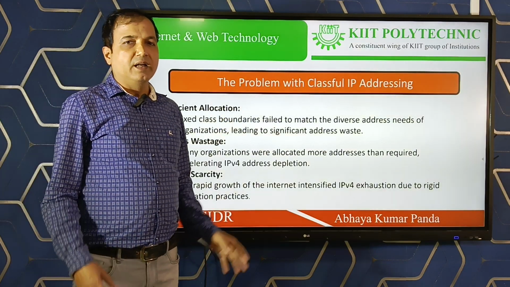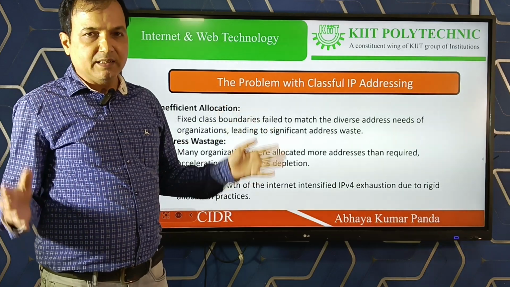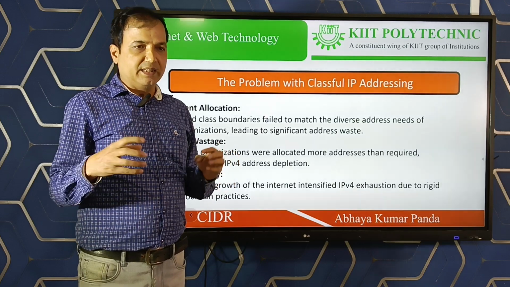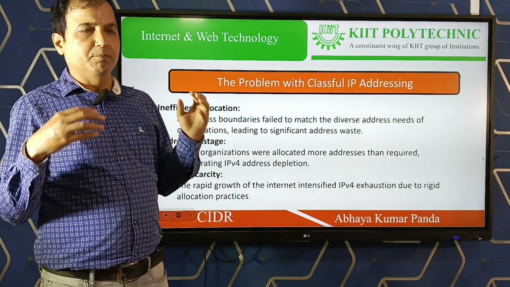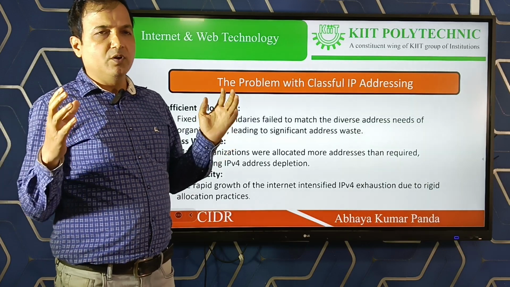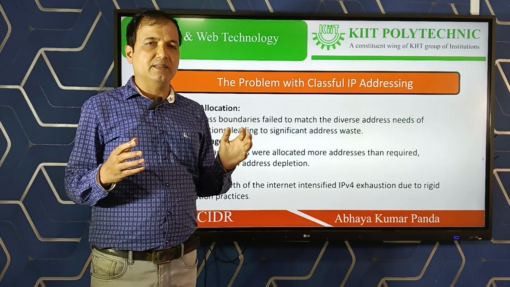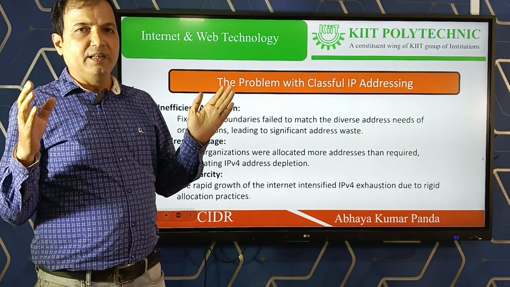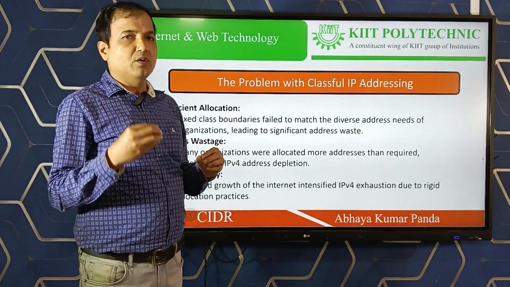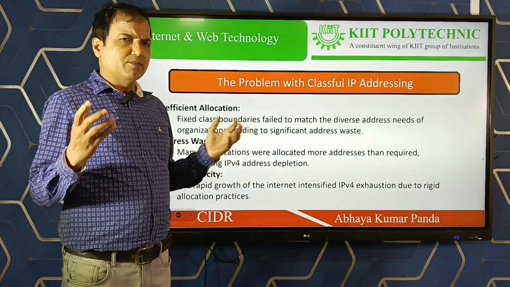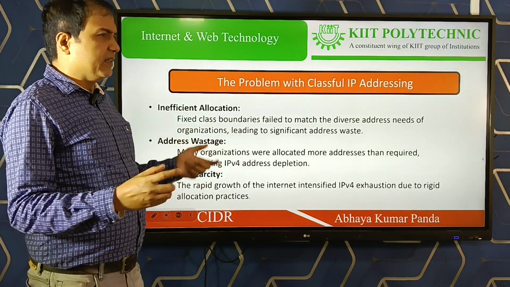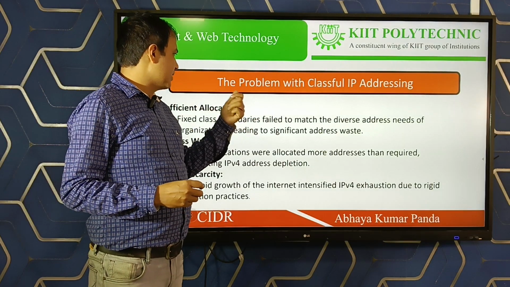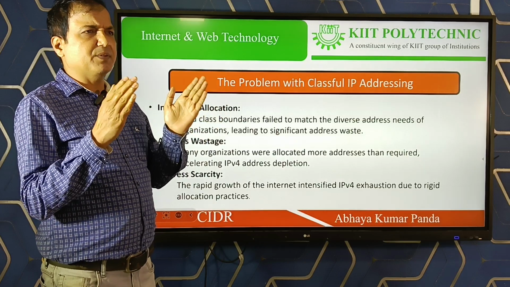We know that any device on the internet uses some IP address. To represent those IP addresses, in the past we used classful IP addressing. In that there are several classes, class A to class C. Generally we use class A, class B and class C. There are several problems with classful IP addressing. The main problem is inefficient allocation, meaning every class is fixed in size.